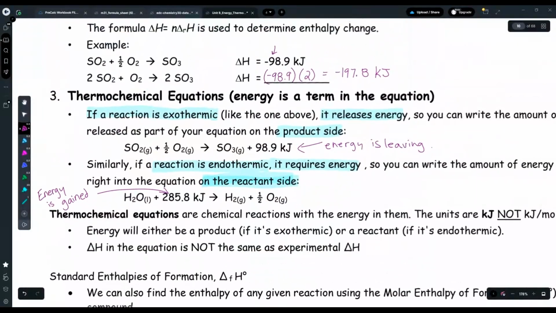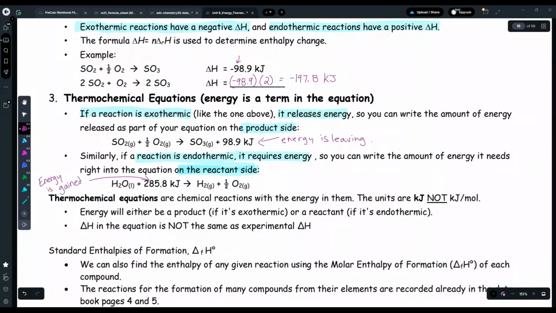All right, so both of these that we just talked about are thermochemical equations. A thermochemical equation is just a reaction that has an energy term in it. Now, the units that the energy term is written in are going to be in kilojoules and not kilojoules per mole. Kilojoules is a change in enthalpy, whereas kilojoules per mole is molar enthalpy.